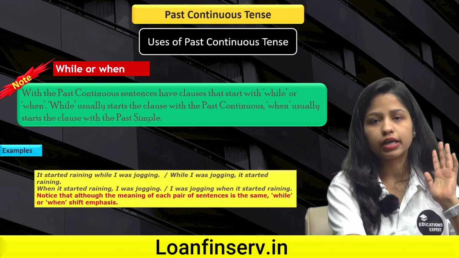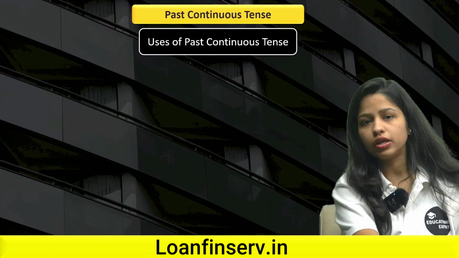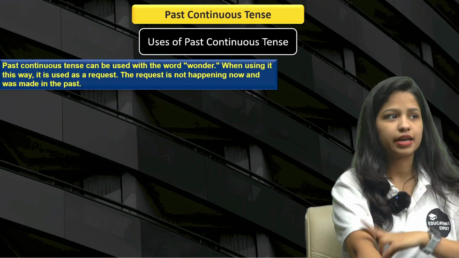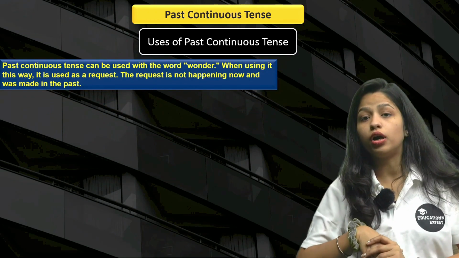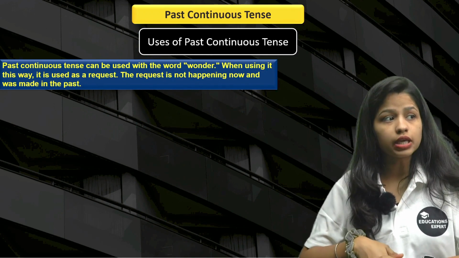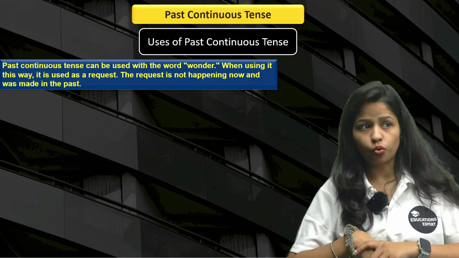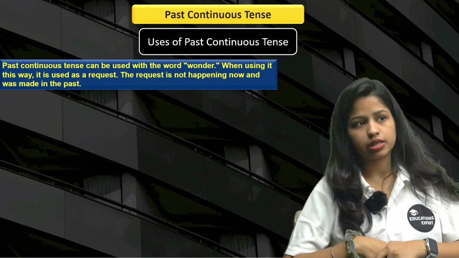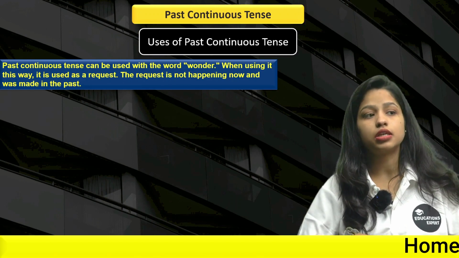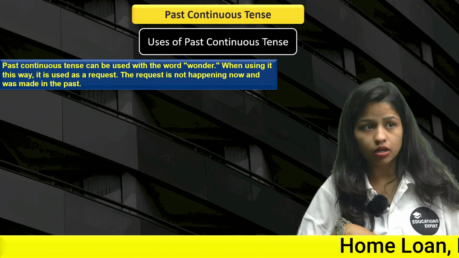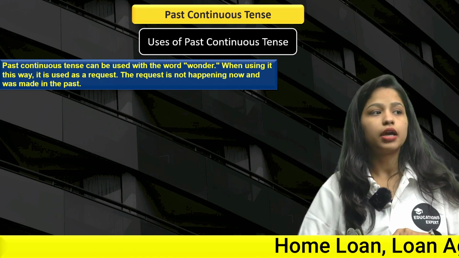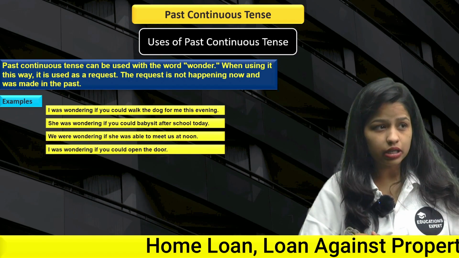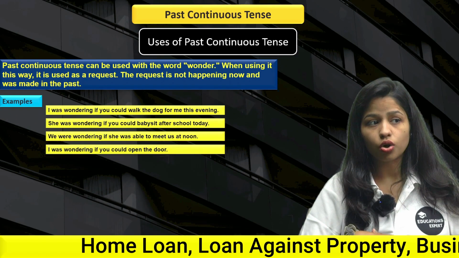Now let's move forward and understand some more uses. All right, so we are on the very last two uses of past continuous tense. It can also be used with the word wonder. When using it this way, it is used as a request. The request is not happening now and was made in the past, right? Let's see some examples of it. I was wondering if you could walk the dog for me this evening.